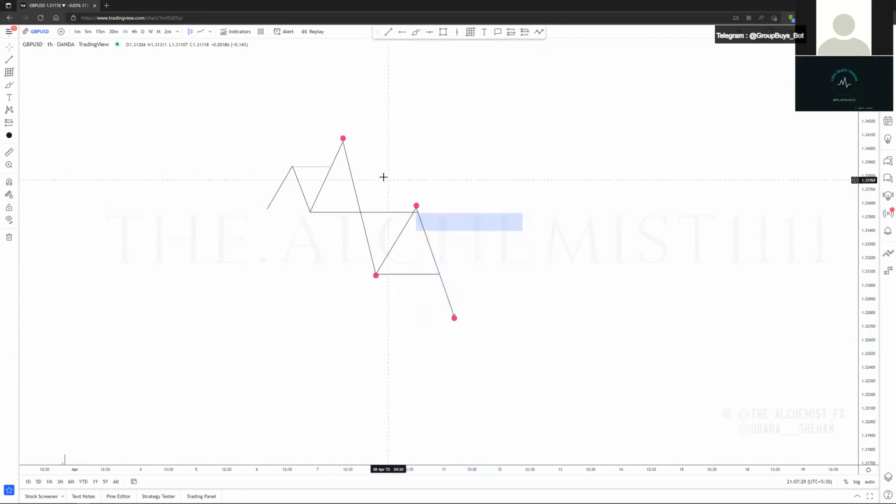And same thing with the support and resistance traders, because a broken support will turn into resistance. This is what we call a flip zone, a broken support turning into resistance.